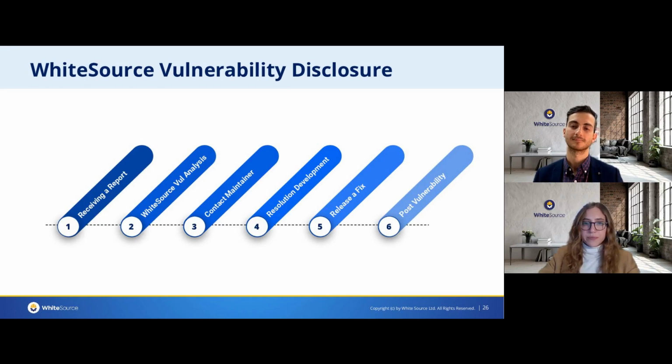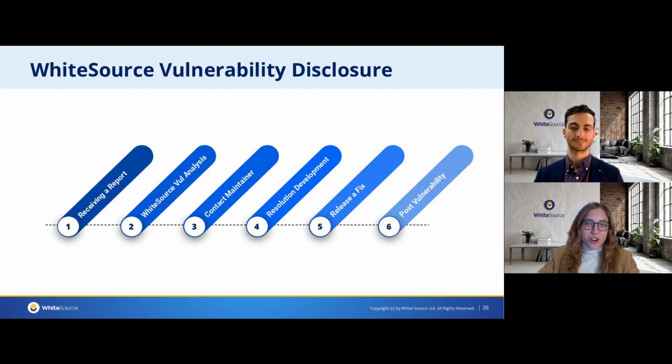The fourth step is the resolution development. This step is actually the time to fix step. This is the time the maintainer is working on developing the fix, writing tests accordingly, performing code review until they're ready for the next step, releasing a new and fixed version of the product. And last, posting the security vulnerability. So you probably ask why we supply this kind of service as a free service to the community.